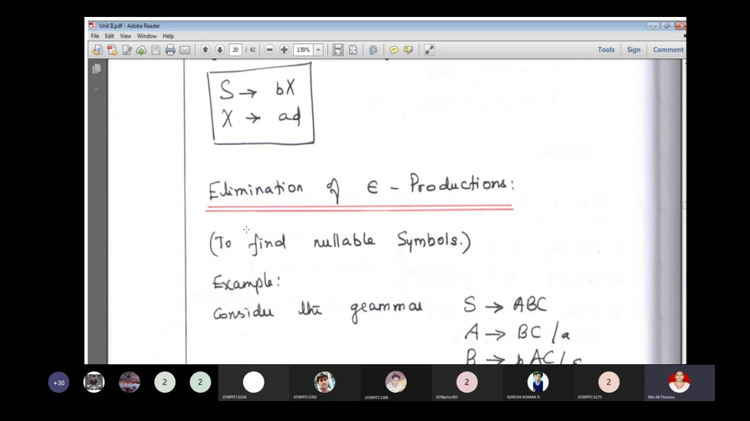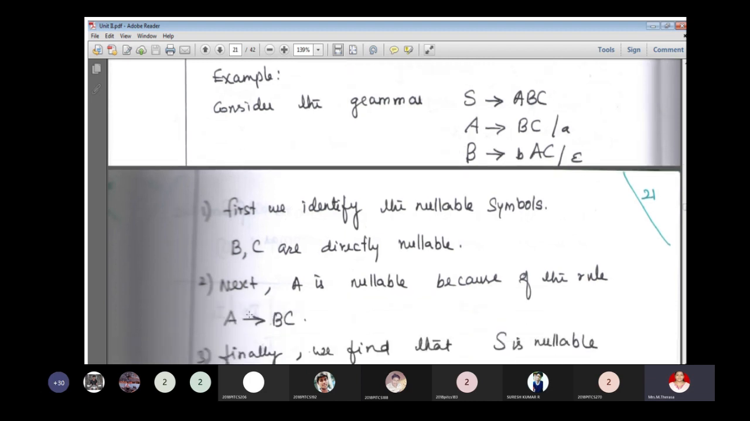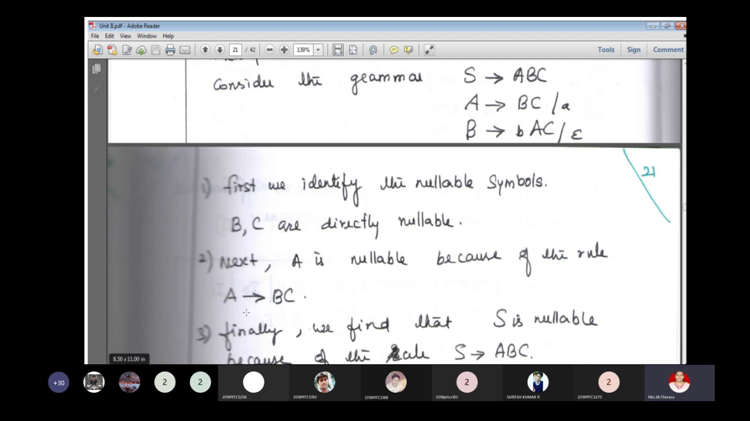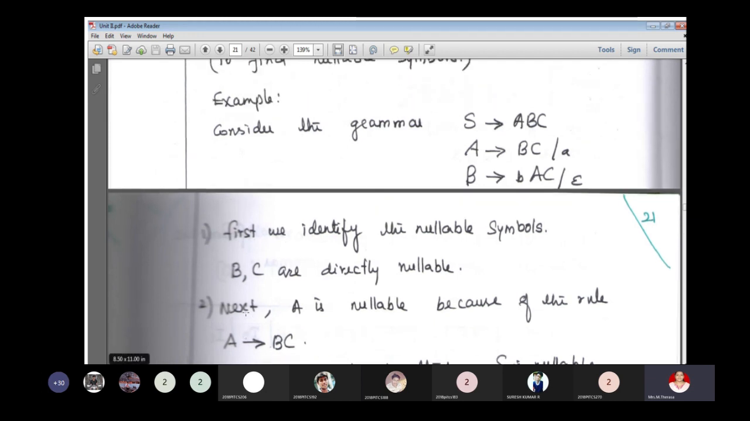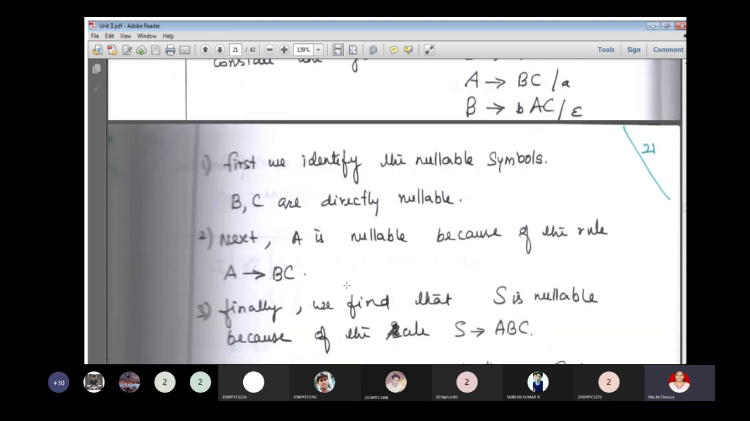And the next step is to eliminate epsilon production, that is, to find out the nullable symbols. See here, you have P tends to epsilon. This is called an epsilon production. So we'll see the steps. First we have to identify the nullable symbols. B and C are directly nullable because B generates epsilon and C generates epsilon.